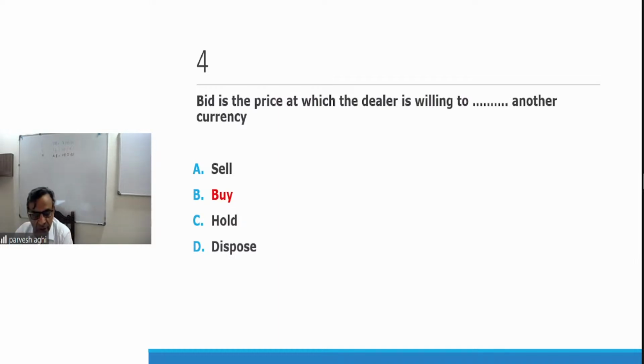Okay, so the answer is B. Fourth is B. Bid is the price at which the dealer is willing to buy another currency. Okay. The answer is B. Okay. Fourth one. Buy.